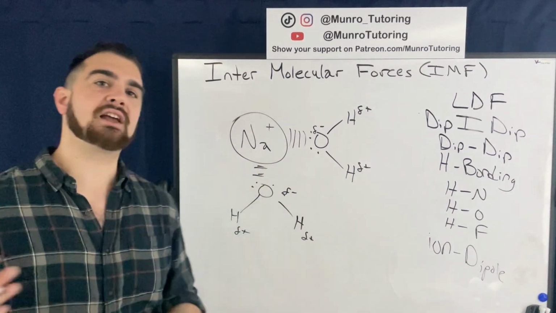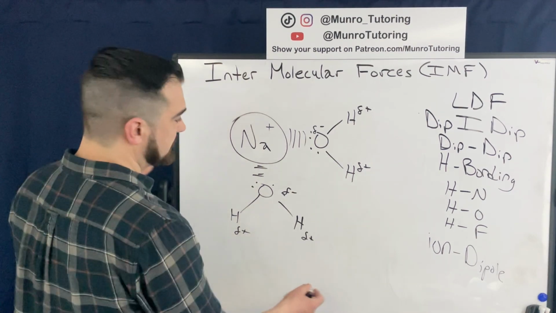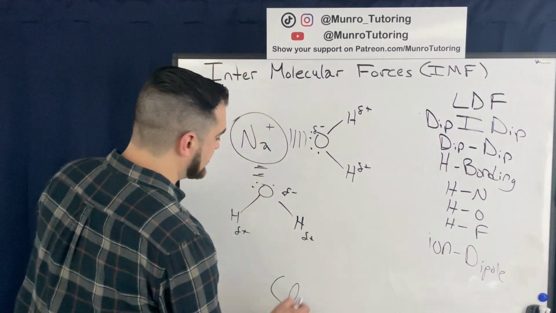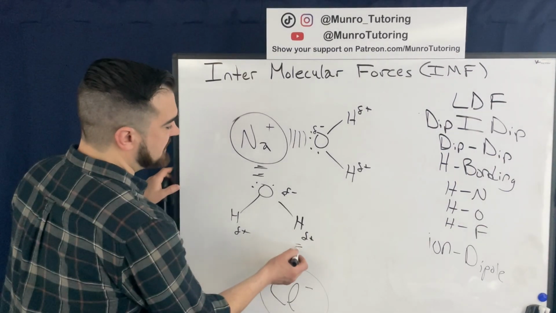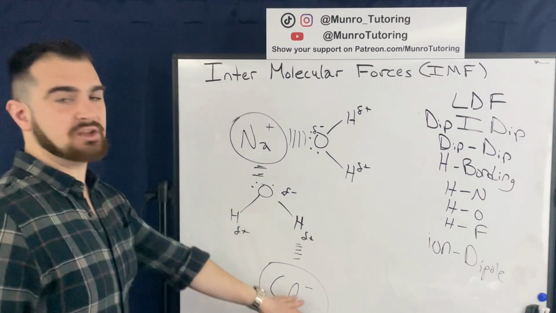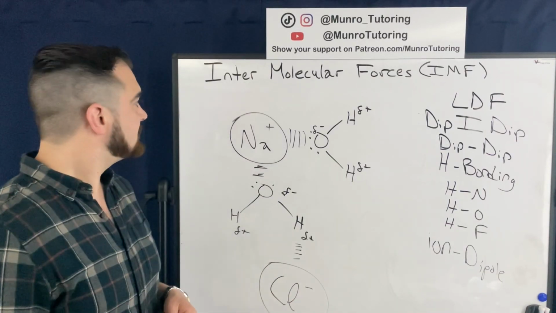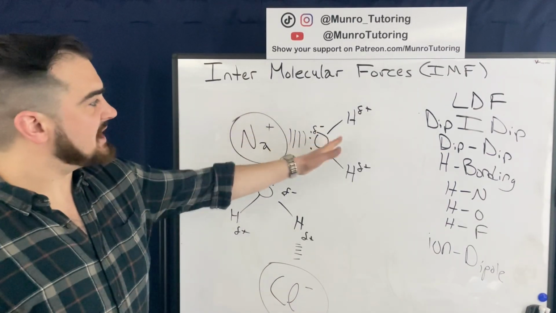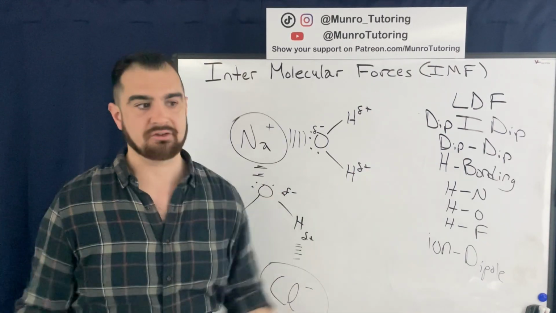And then if we just kind of reverse this, the partial positives are going to be by the chlorides, right? So I could have a chloride ion over here, and this is not to scale, but the partial positives of the hydrogens are going to be attracted to the negative charge of the anion, all right? So ion-dipole is stronger than a hydrogen bond in general.